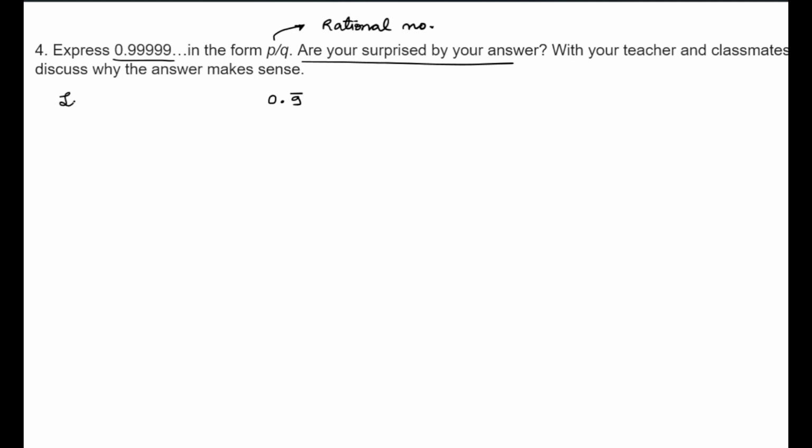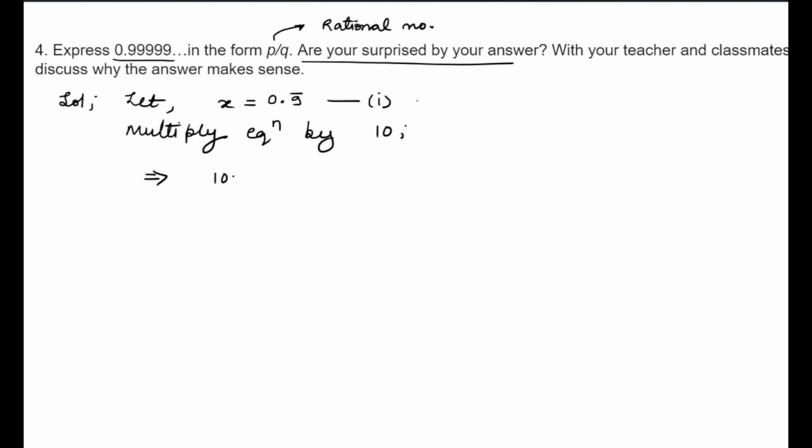Okay, so in this question we are going to say, let the value of x be equal to 0.9 bar. Mark it as equation number 1 and repeat the same process that we did for question number 2. So multiply equation number 1 by 10, right? On multiplying by 10, we get here 10x, and that is equal to 9.9 bar. By now, I guess you are very clear with how we are getting equation number 2.